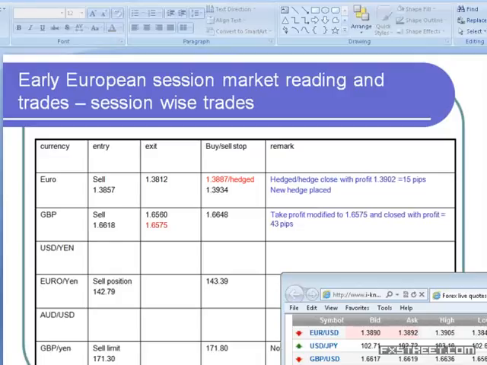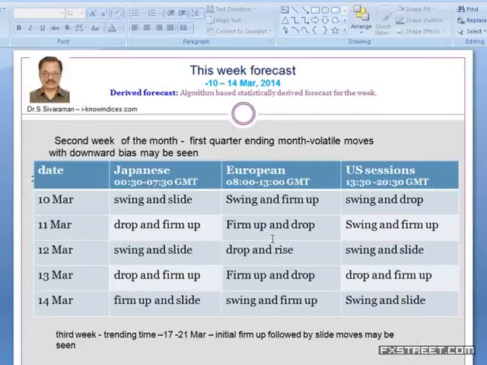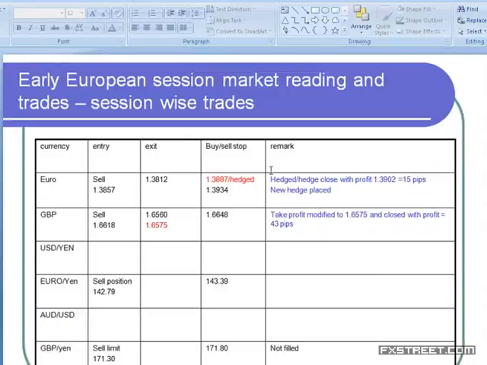the forecast I was explaining during the European session said they are expected to make a drop and then rise. When I was explaining, the drop was not significant, so the rise may not be very significant. And they did the drop and the corresponding rise. Subsequently, during the US session, they are expected to make the swing and slide move. So I will go to the trades now.